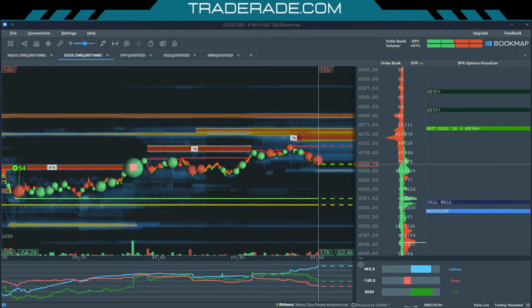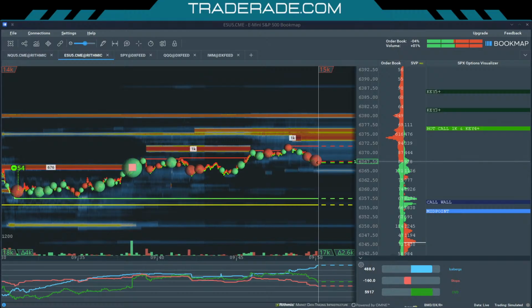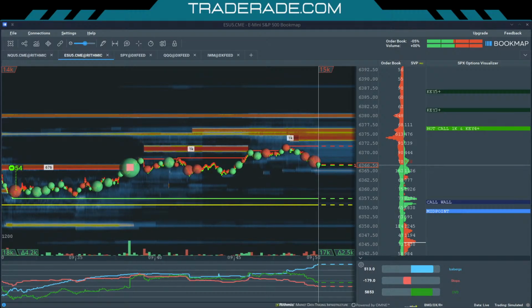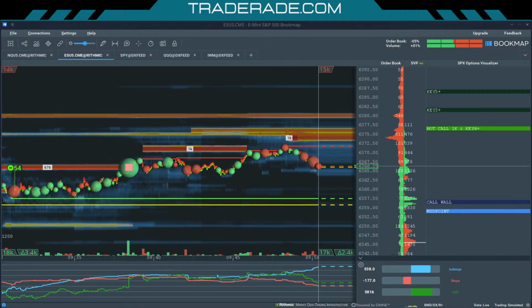So Ships, thinking of you in that as well. I know you were looking at just the delta bubbles in isolation. Think about the context of where you're seeing them. If they're larger because one side is taking out the other side in the order book, that's where I think it has a little bit more informational value.